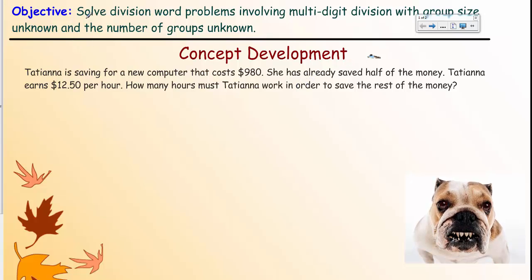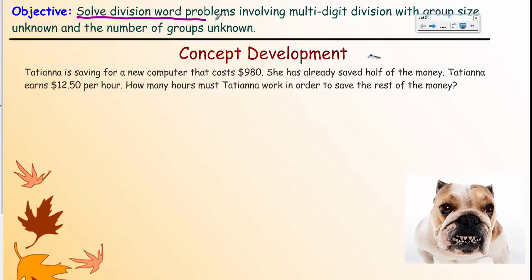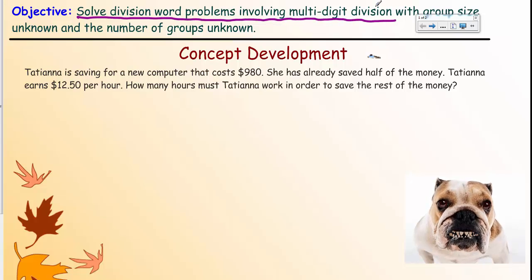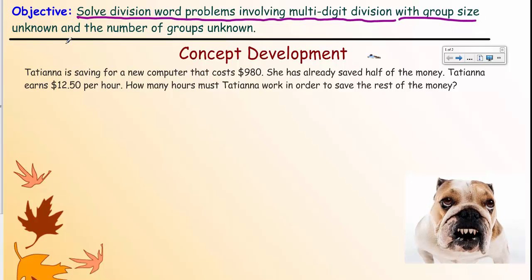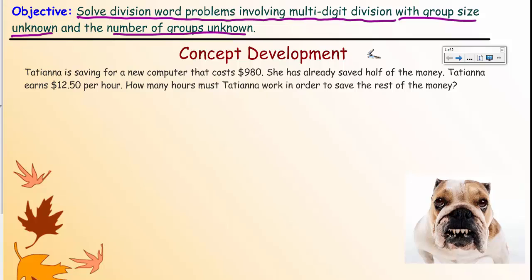As you can see, this is kind of the culmination of everything we've been doing, building to this last topic of the module. We're going to be solving division problems involving multi-digit division, and it could be with decimals or not, with group size unknown and number of groups unknown. It's all this stuff that's so unknown. What are we going to do?